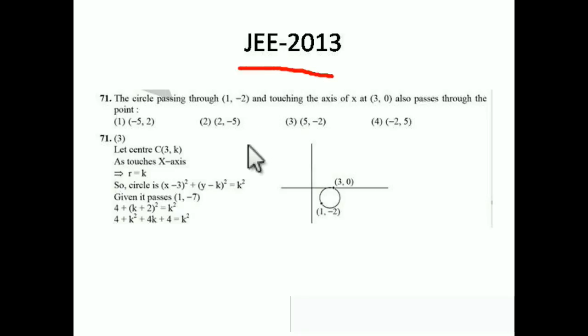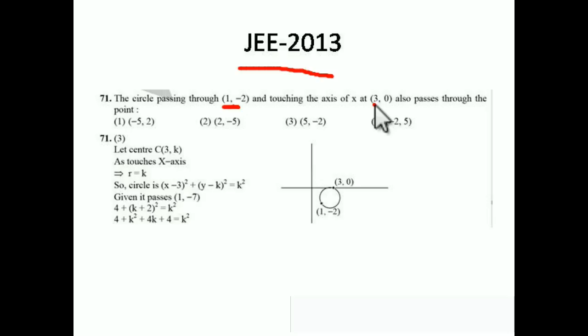See, the questions are asked from the very basic things. They say the circle is passing through 1 comma minus 2, that is in the 4th quadrant. So in this figure you can see 1 comma minus 2. Here a circle is passing through that point and touching the x-axis at 3 comma 0. So they give 1 point through which the circle is passing.